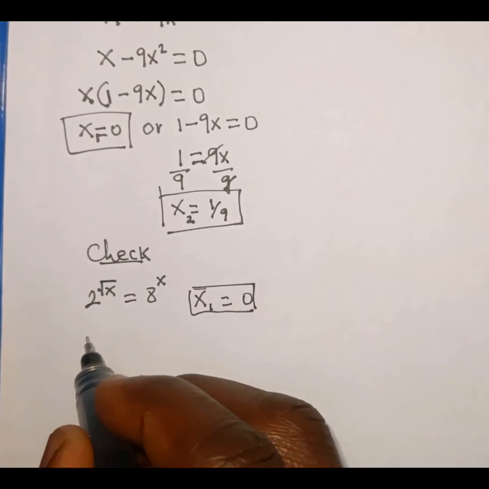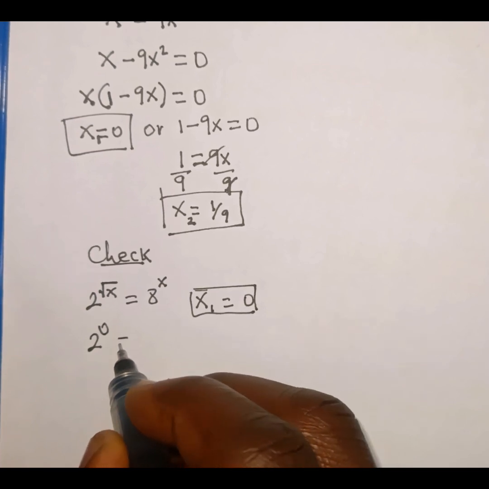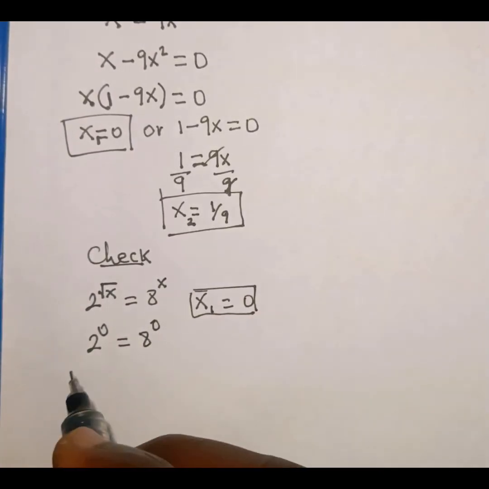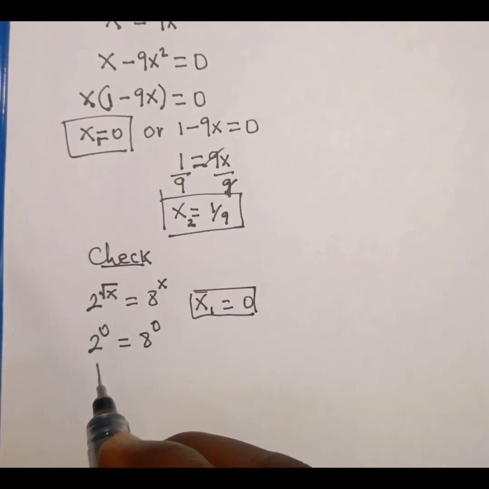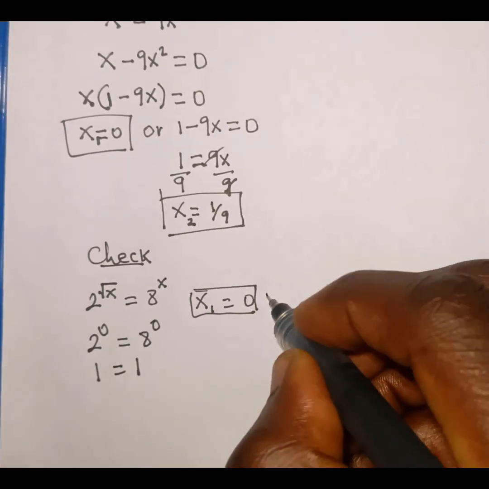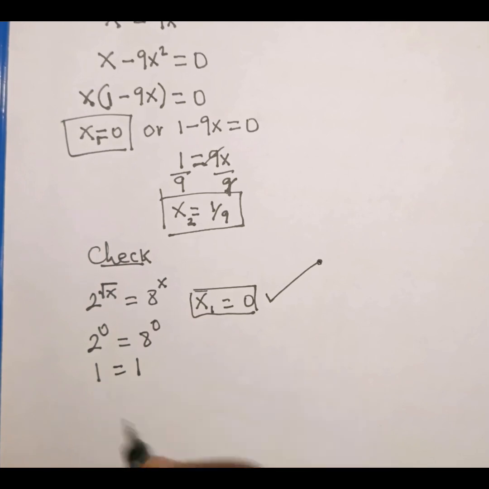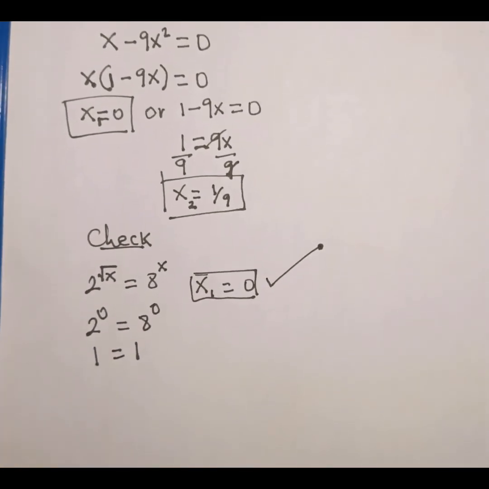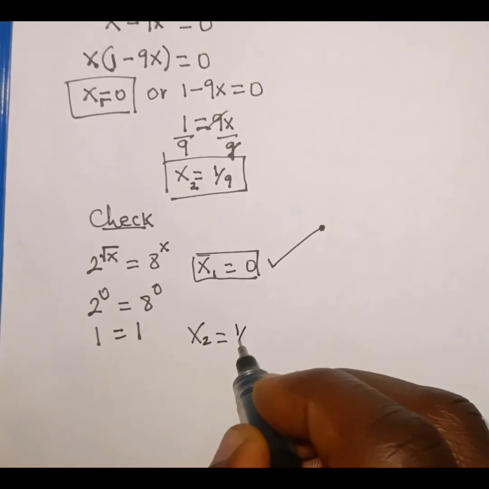Now let's substitute the first one, x is equal to 0, which is the first value of x that we got. So when we plug in 0 here, square root of 0 is the same as 0, which is equal to 8, and when we plug in 0 here it is going to be 0. Recall that any number raised to the power of 0 is the same as 1. So therefore, 2 to the power 0 is 1, which is equal to 8 to the power 0, which is 1. So truly, x equal to 0 satisfies the equation because the left hand side is the same as the right hand side.